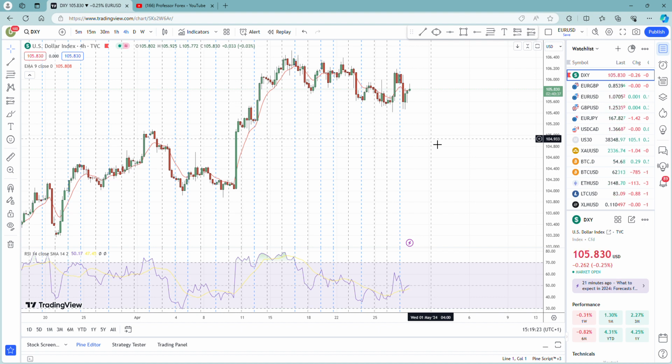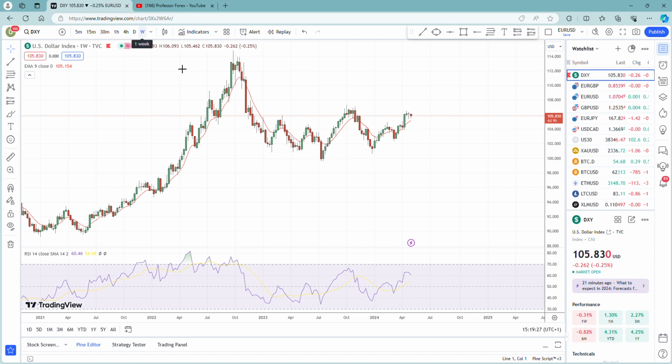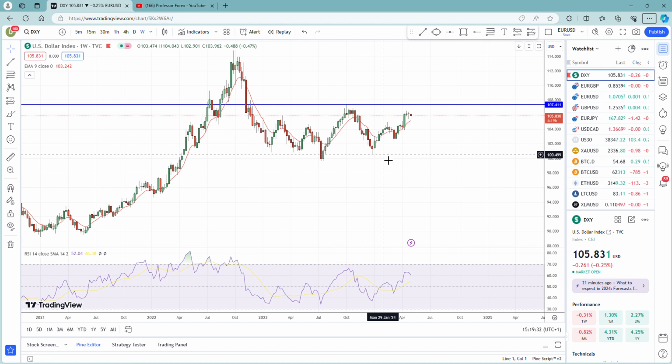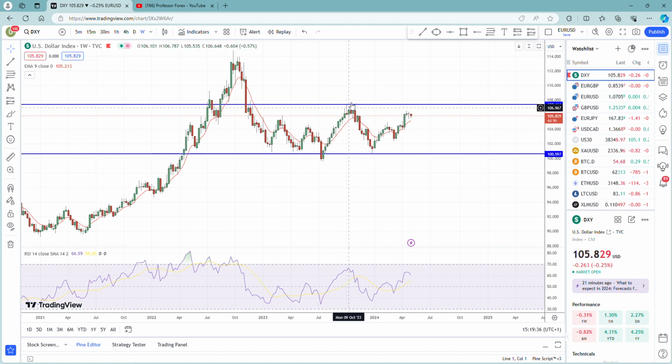So let's get started. First of all, you go on the weekly time frame and you want to track the price between two levels, your resistance and support. As you can see, this is a resistance because price changed from bullish to bearish, high to low, green to red, and this is a support which changes from red to green.